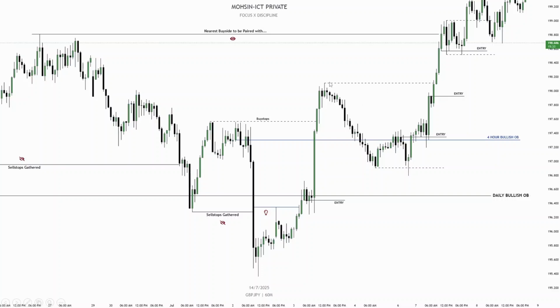For the bearish market, you want to wait for price to gather the buy stops above the highs and then pair them up with the sell stops below the lows. While doing that, you want to see that price gives us nice opportunity and execute with good risk management.